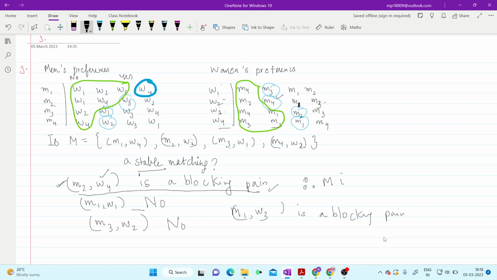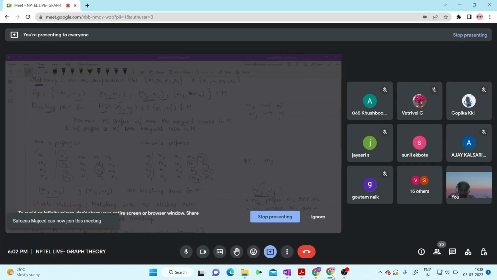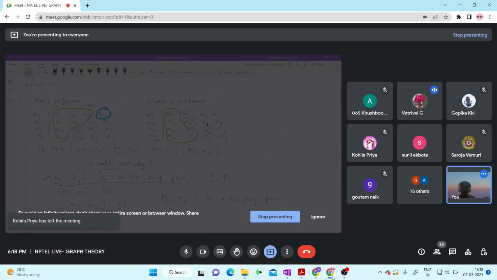So now is this fine with everyone? Is the definition of blocking pairs clear, and the first part, that if you are given a matching, how to see if this matching is stable or not? If there is any confusion in the definition of blocking pair or the definition of stable matching, you can ask.